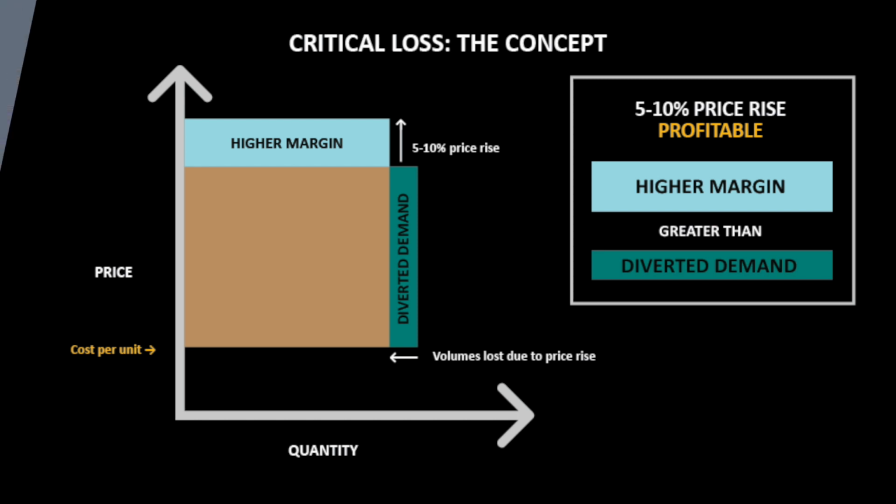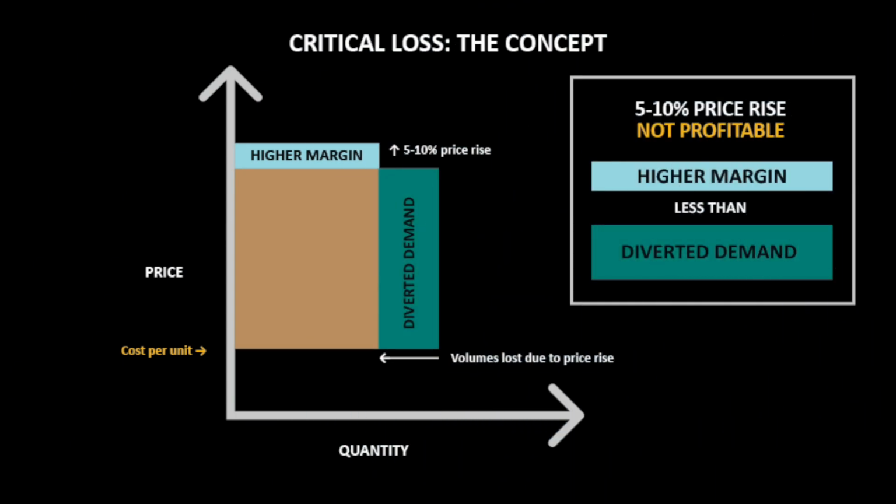We're going to show a counter example, that is where a similar price rise is unprofitable. So as before, we have price and quantity on the vertical and horizontal axes, and firm A's profit is, as before, shown by the brown box. This time, when it increases price, the quantity reduction is much greater than before, and as a result, the lost profit is larger than before, and the additional profit gained on retained customers is smaller than before. So then, when we compare the size of the two boxes, we see that the lost profit from the diverted demand exceeds the additional profit gained on retained customers. So here's an example where the 5 to 10% price rise is not profitable.